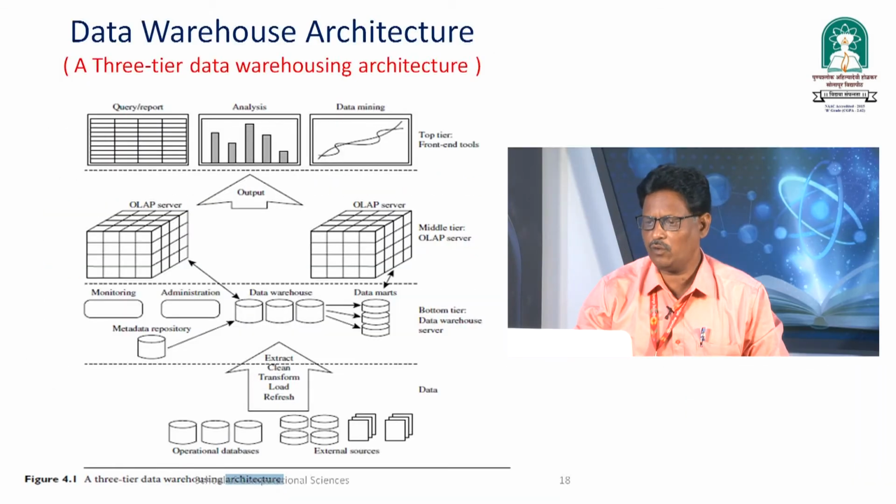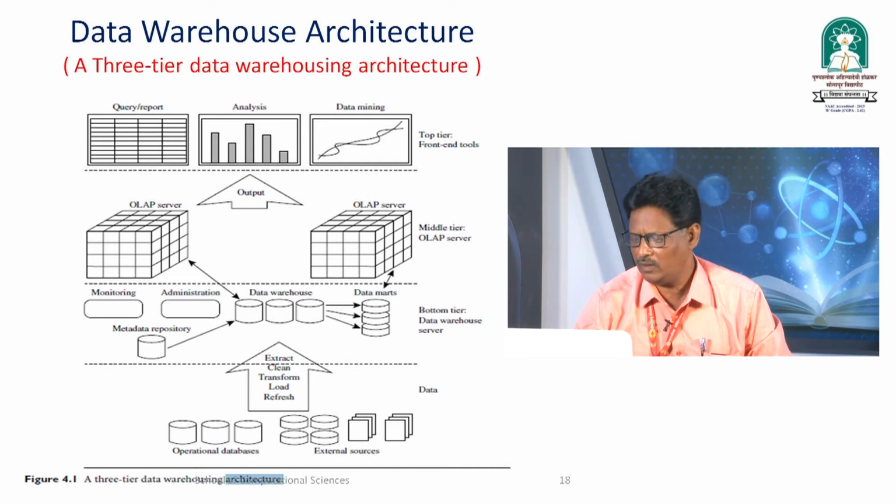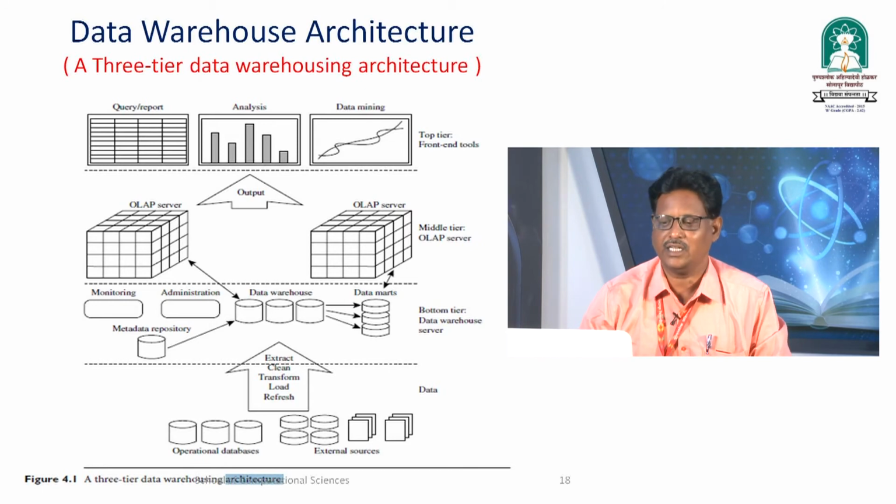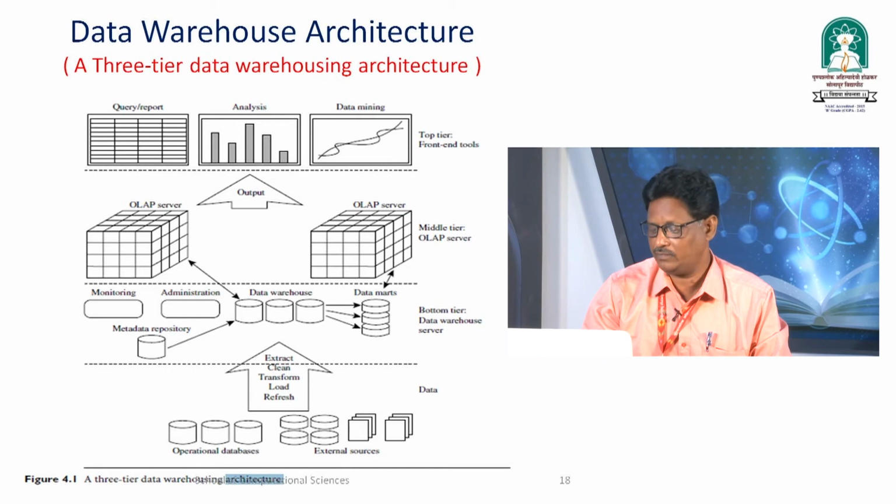At the top, that is the top tier, we focus on the front end tools. Here, whatever the data after processing, we can gain in the form of data mining or extracted data, might be in the form of analysis, or in the form of queries, reports, graphs. So, at the top of this data warehouse architecture you will gain the output of the data.